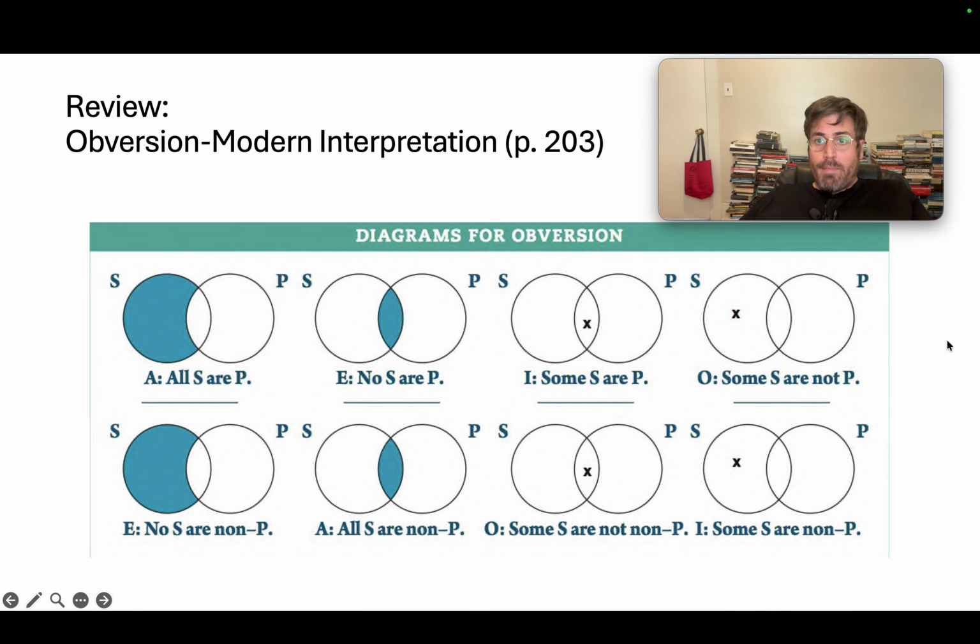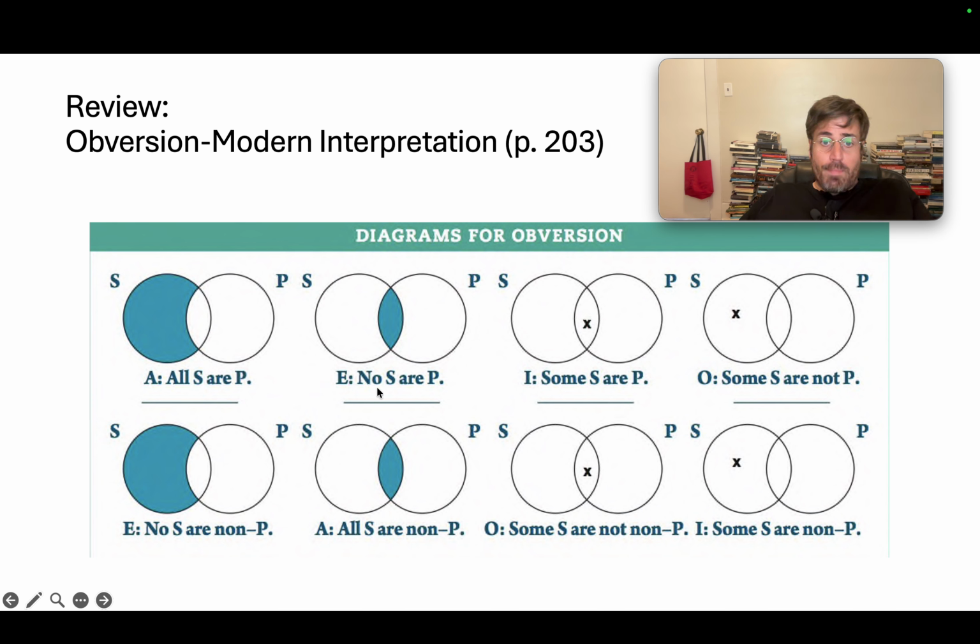With obversion, remember the moves that we have to make in order to make that inference. We begin with any standard form categorical proposition, and in order to find the obverse of the initiating proposition, we first change the quality of the proposition, and then we add a complement designated with the word non to the predicate term of the sentence. And notice that the good thing for obversion is that it is valid for all four types of categories. All S are P is a proposition, and its obverse becomes no S are non-P. These are logically equivalent.